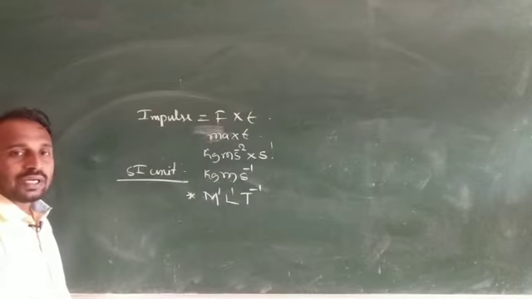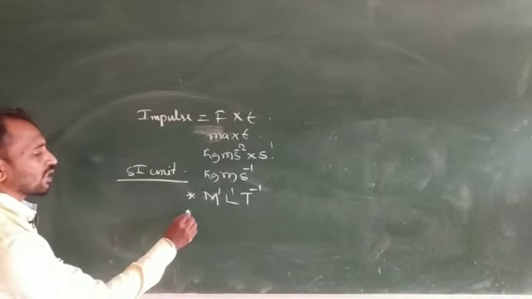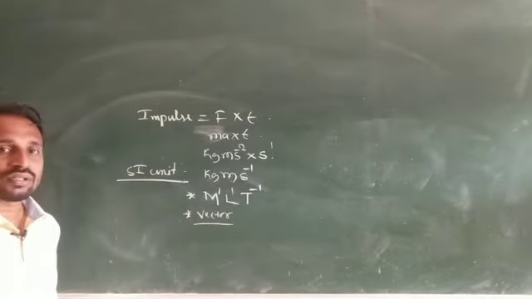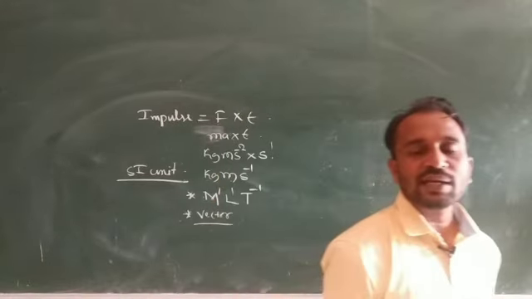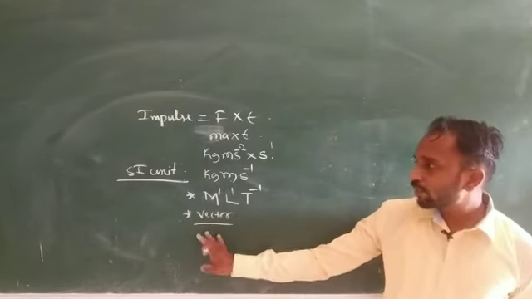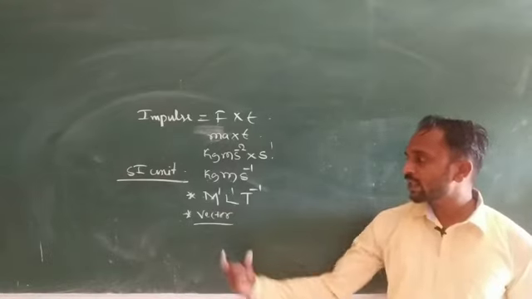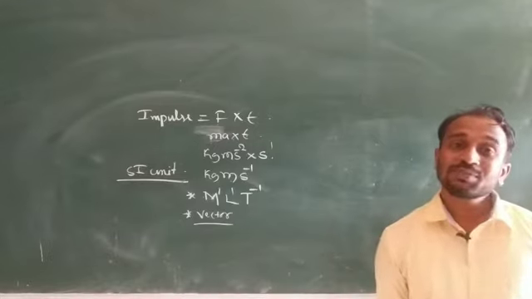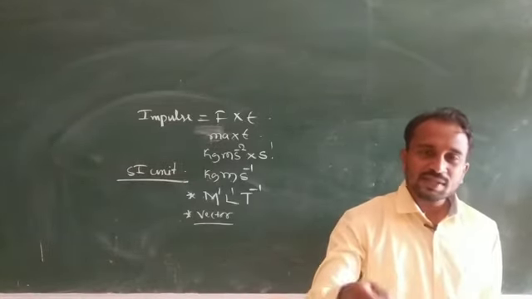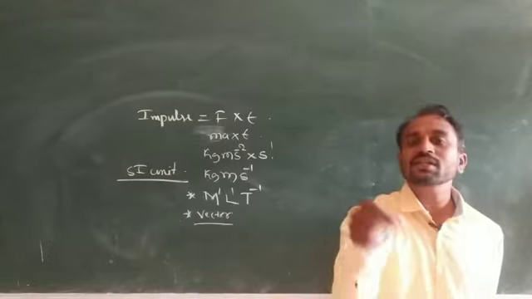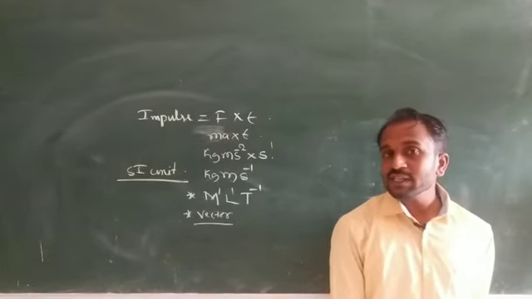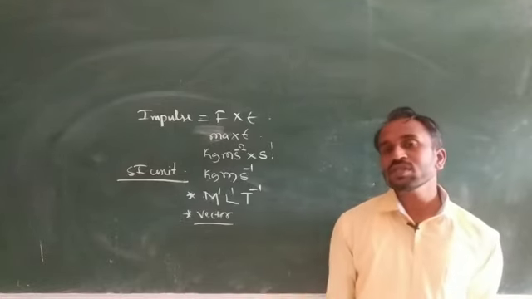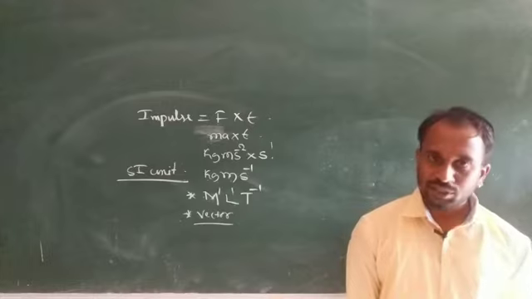Another concept: impulse is a vector quantity, because it has a magnitude as well as a direction. Impulsive force, or impulse, is also one of the forces, but it acts in a small interval of time. So impulse is nothing but a force, and that is why we consider impulse a vector quantity.